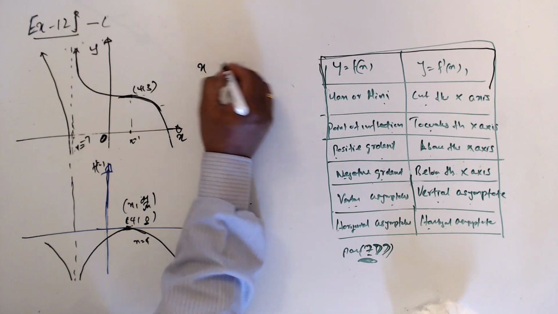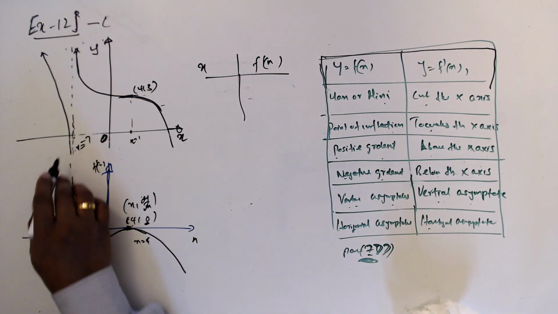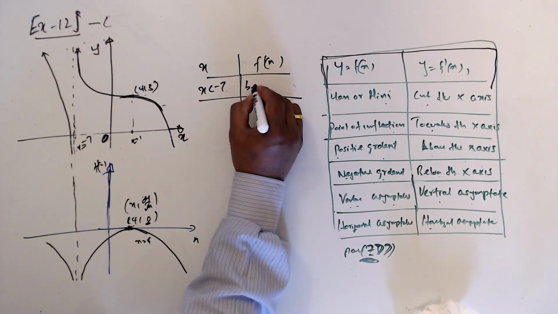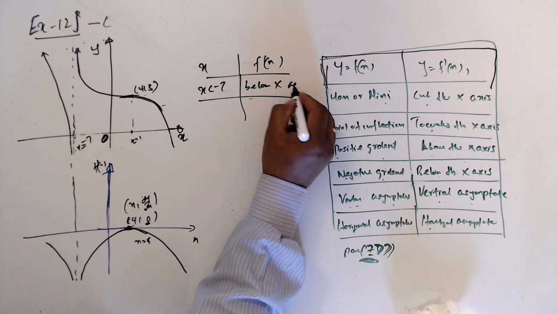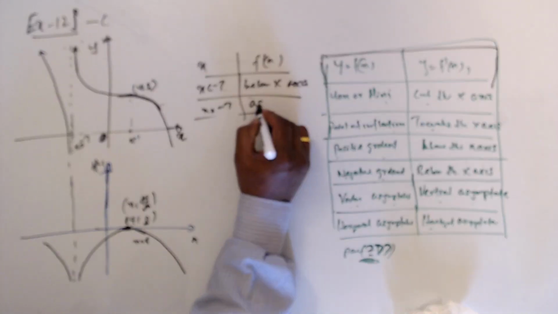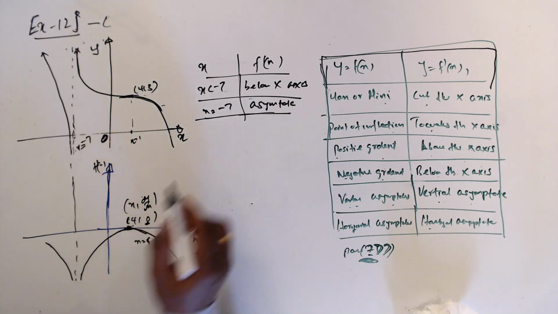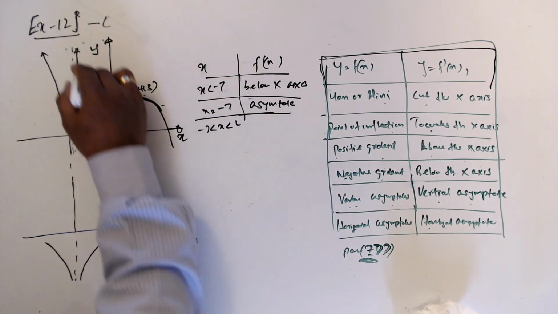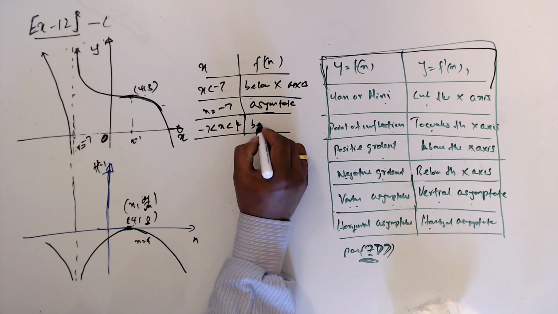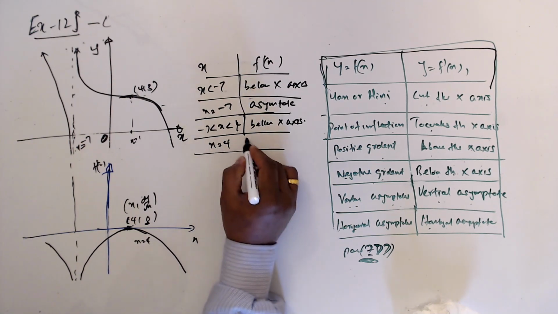So you can write x and f dash x. Below x less than minus 7, negative gradient. If negative gradient, below x-axis, and x equal minus 7 asymptote, and then minus 7 to 4, from this place to 4, negative gradient, below x-axis, and x equal 4. What is this one?